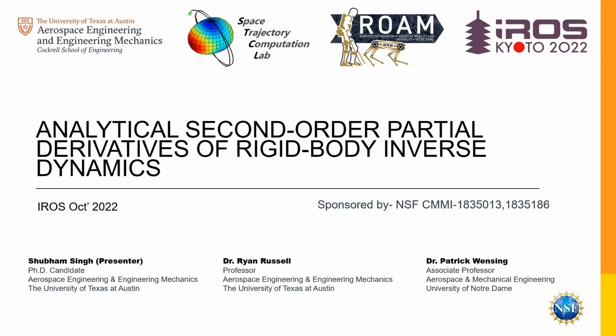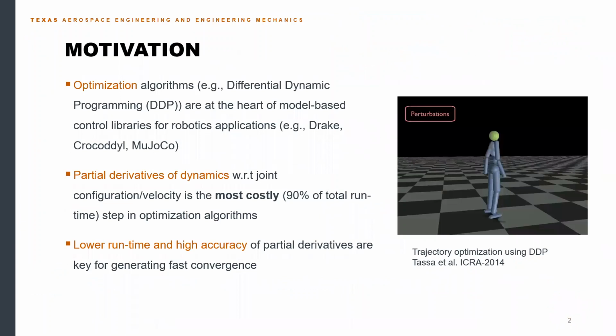And today I'll present my work on analytical second order partial derivatives of rigid body inverse dynamics. The main motivation of this work is to accelerate the use of optimization based control methods for motion planning in legged robots. Optimization algorithms like DDP are at the heart of many model based controllers. Partial derivatives of dynamics and cost are a necessary requirement and often the costliest step for optimization algorithms. Hence, through this work, we compute the derivatives of dynamics accurately and efficiently, thus making optimization more feasible for motion planning.